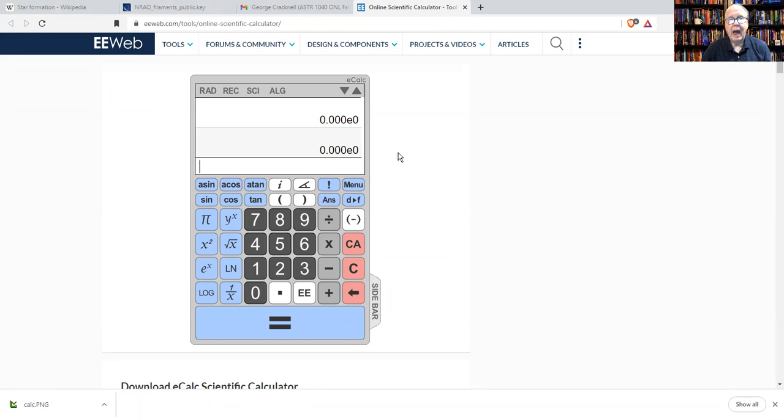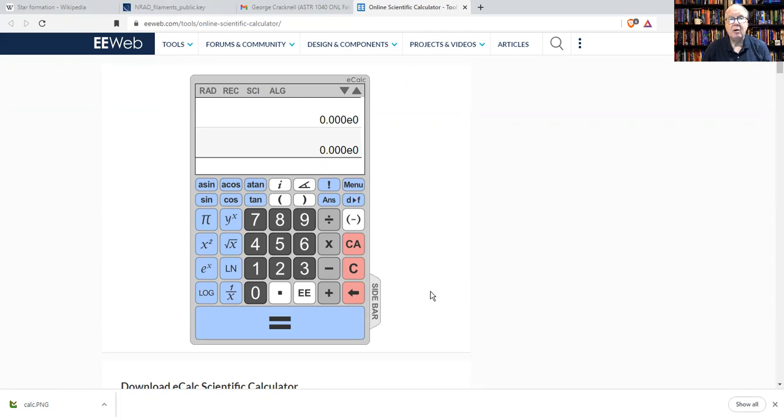Now, how is scientific notation shown? You're used to scientific notation being a number like 2 times 10 to the third power. But in this calculator, instead of writing times 10 to the power of 3, you write 2EE3 for 2 times 10 to the power of 3.